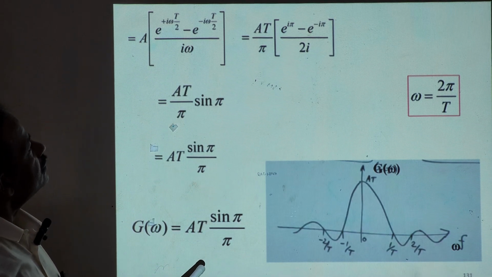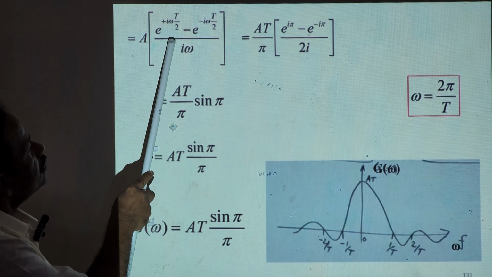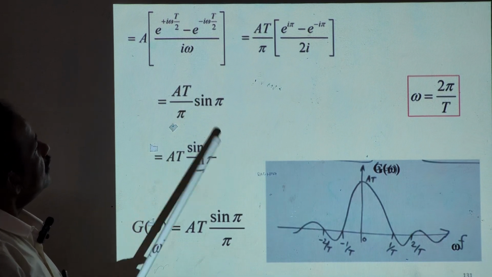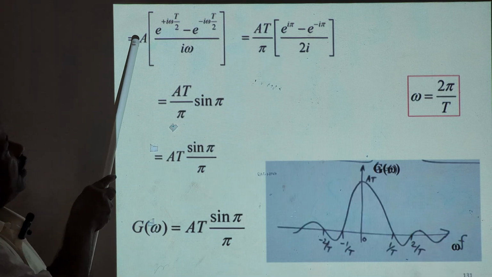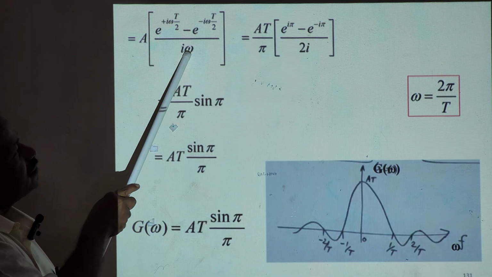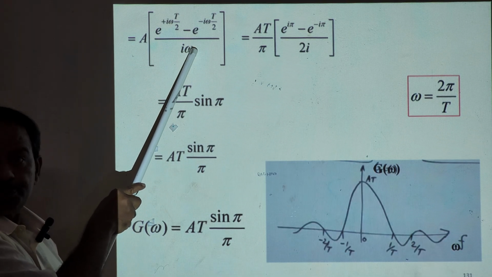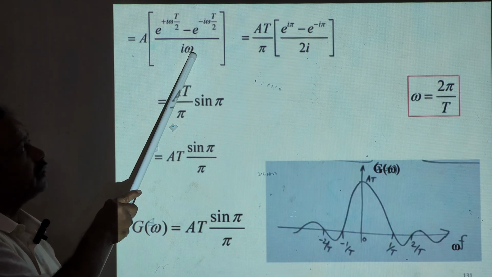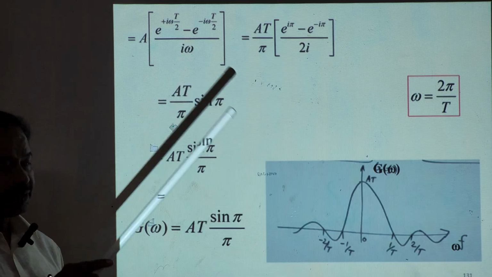So what we can do is, so this becomes... and there's a mistake. What I have done is, instead of omega, you can substitute 2 pi by the T. Instead of omega in the denominator, we can substitute 2 pi by the T.